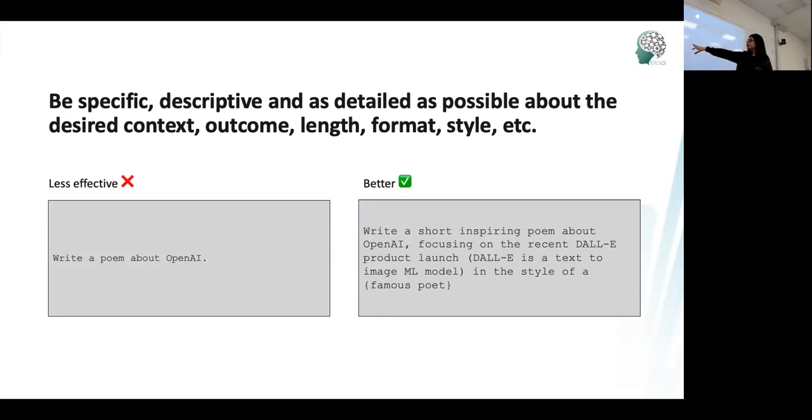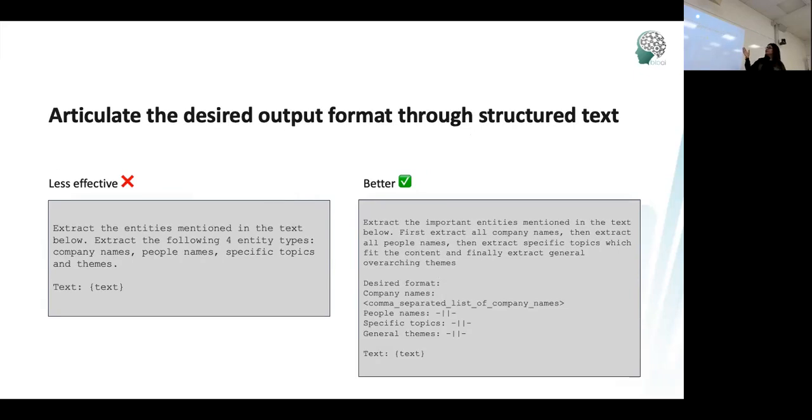Instead of saying "write about OpenAI", you should be giving some context and the length and format in which you want it, like focusing on the recent DALL-E product launch. And then you tell the model what it actually is, and in the style of, and these are variables that you can change according to your need. So it is a better idea to give all the context in order to get a better answer from the model. And then articulate the desired output format through structured text.